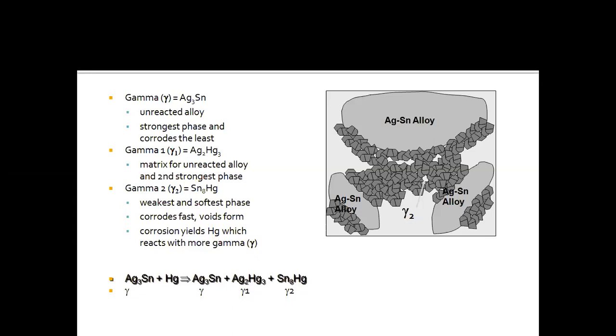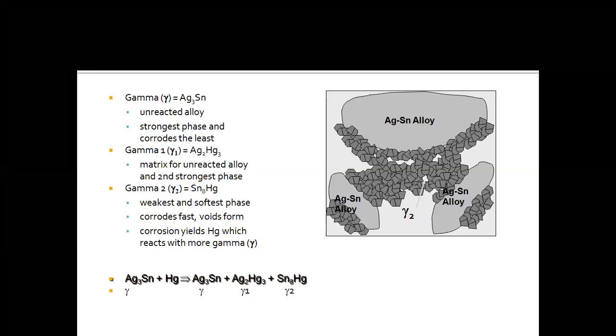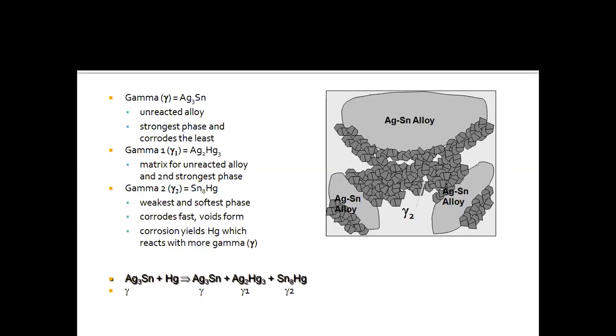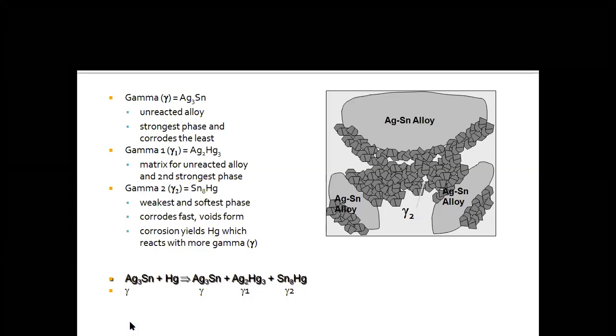Remember, always gamma phase is the strongest. If they're asking for the strongest, it is gamma phase; if they're asking for the second strongest, it is gamma 1; and if they're asking for the least, then definitely it is gamma 2 phase. Now, this is the reaction which is happening here: silver and tin reacting with mercury, forming silver mercury and tin mercury. Tin mercury is the weakest phase.